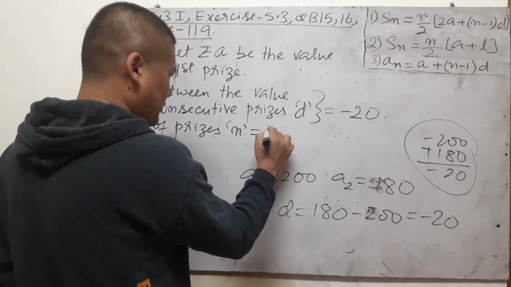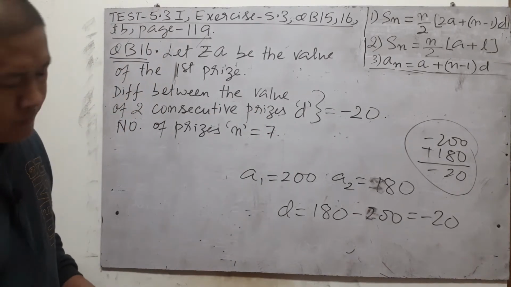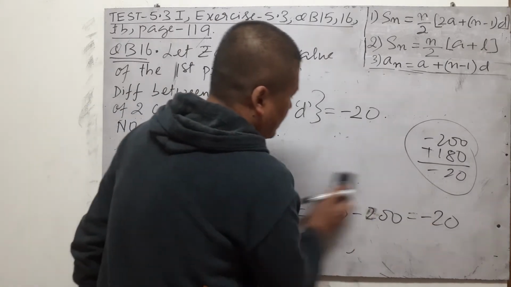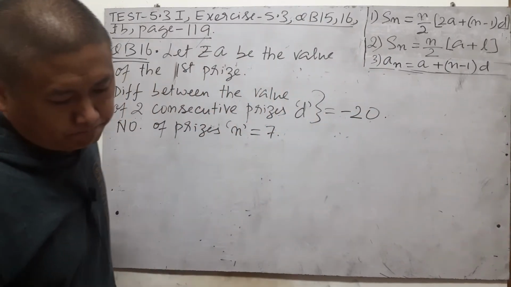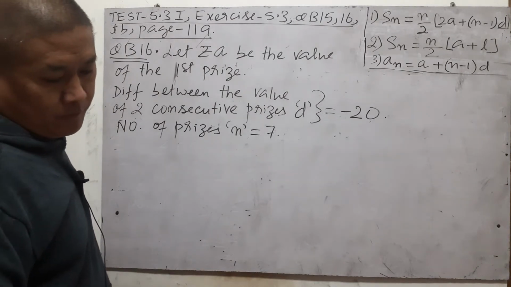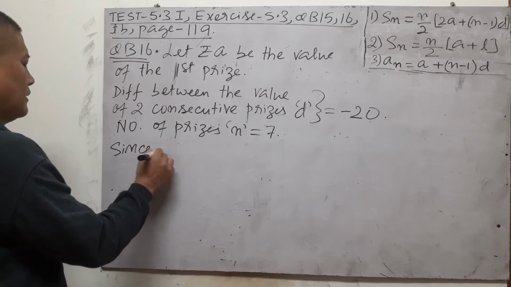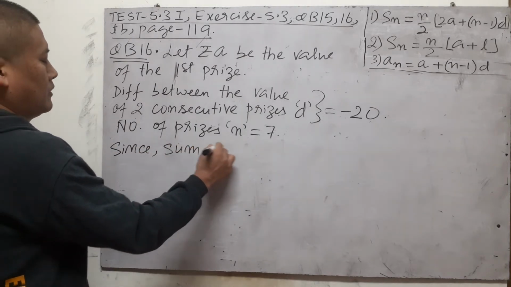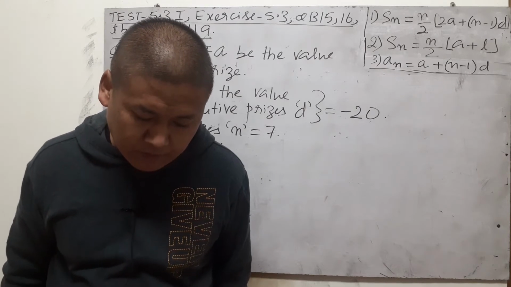So that is the number of terms, 7. Okay, and the total price is 700. So here we see that the sum of the values of 7 prizes is a sum of rupees 700.